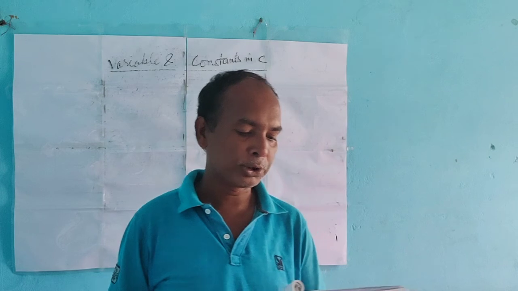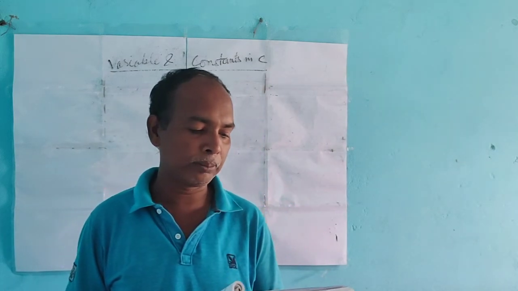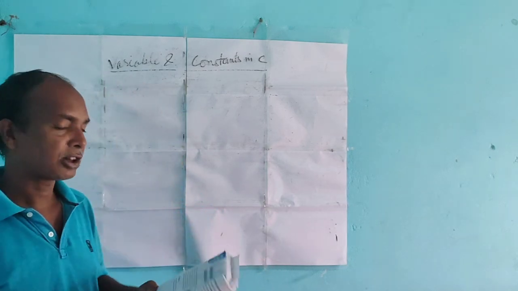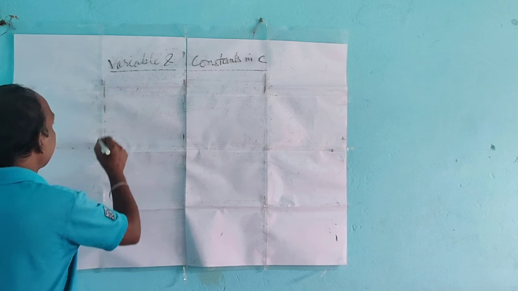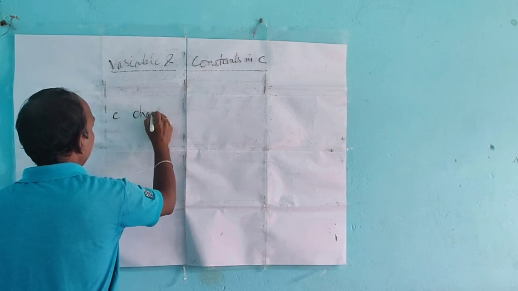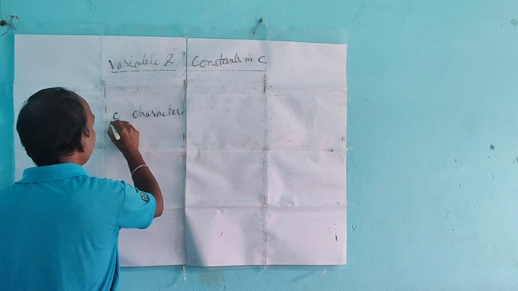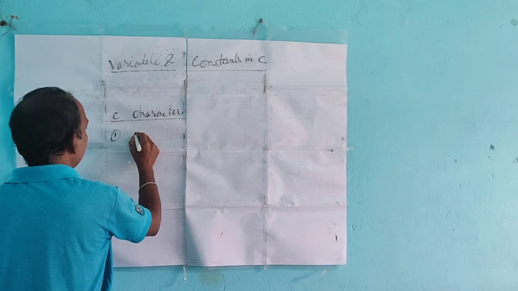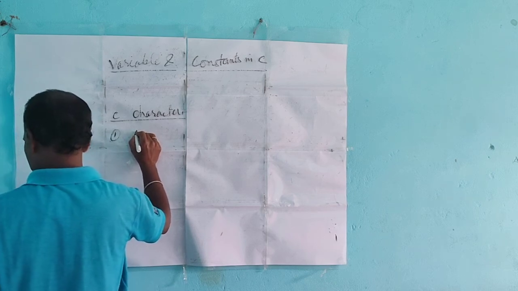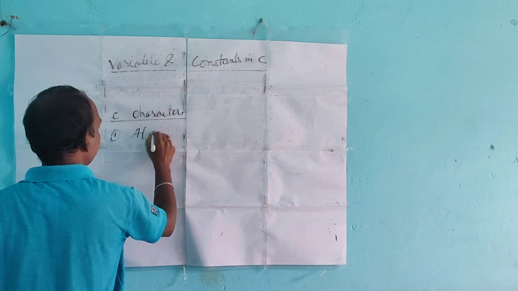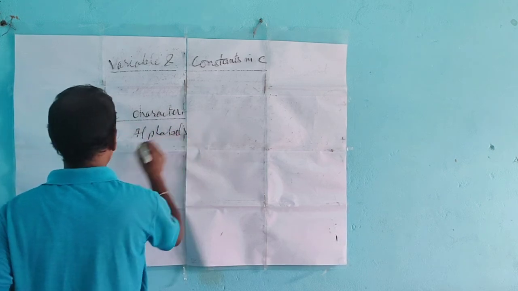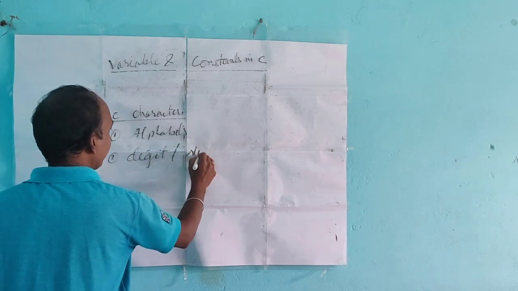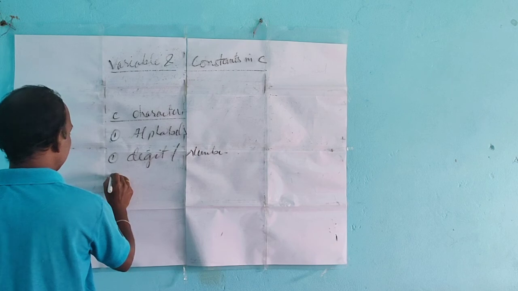The keyboard characters which can be written in a C program, including alphabets, letters, digits, etc., come under the category of C characters. Under C characters, we will get digits, that is numbers, alphabets, and number three is symbols.